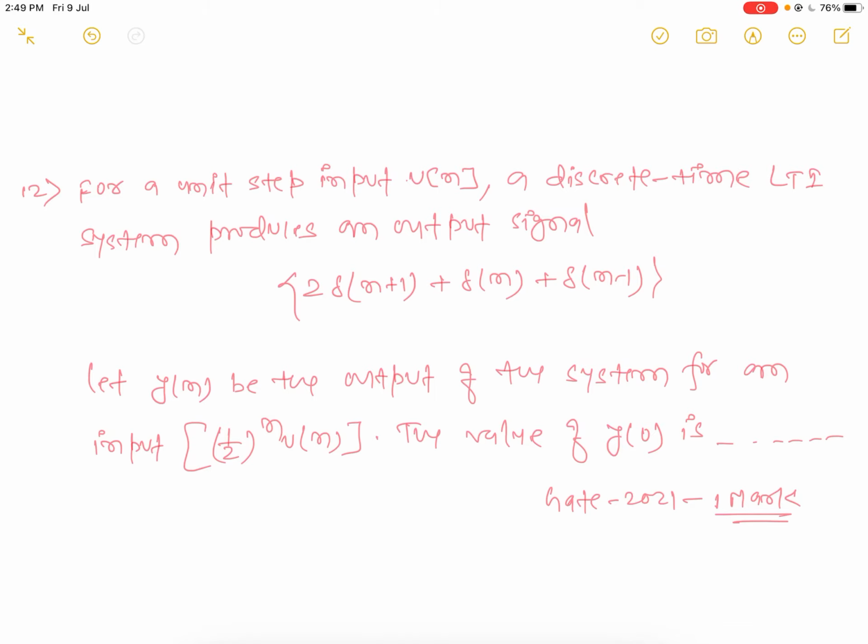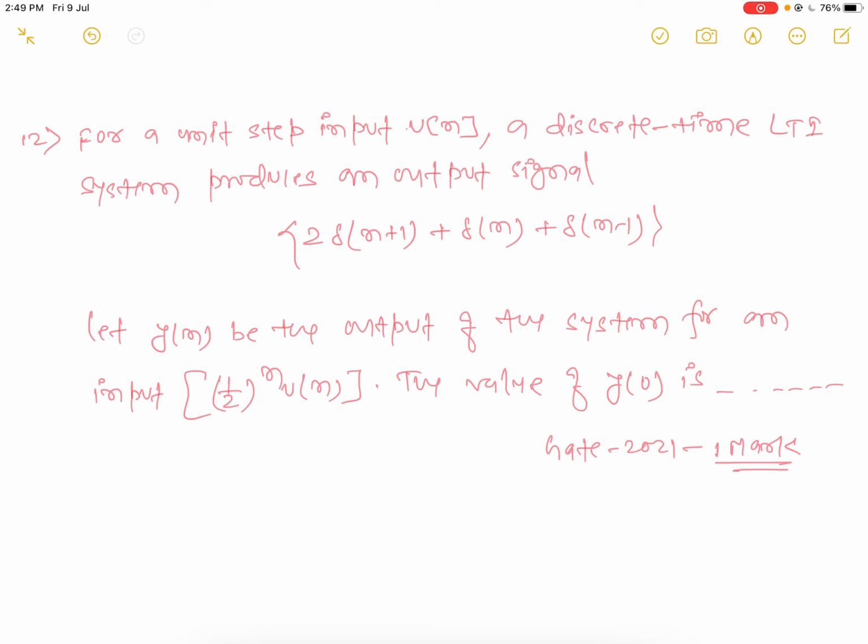Now come to the solution. For a unit step input, a discrete LTI system produces this output signal. Let y1 be the output of the system for an input.